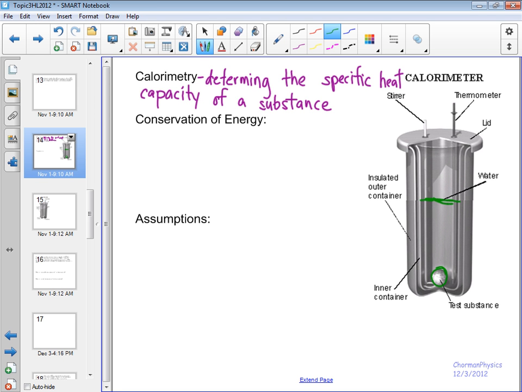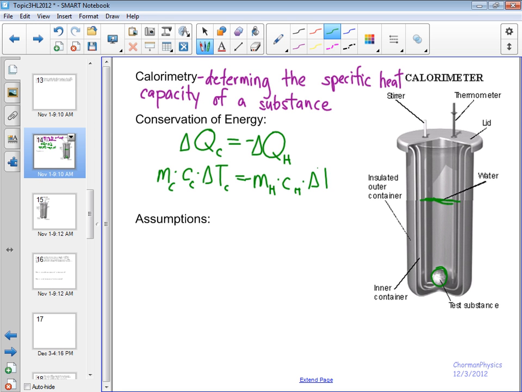So what we end up with is being able to solve for the specific heat capacity of the unknown substance. Let me rephrase that with some equations. The idea is that we have a cold substance that's going to be gaining some heat, and we have a warmer substance that will be losing heat. This is basically how I've written this out here. So what we end up with is this kind of equality, and we know all these variables except for the specific heat capacity of our unknown substance.